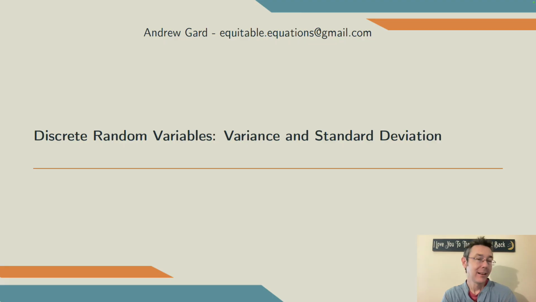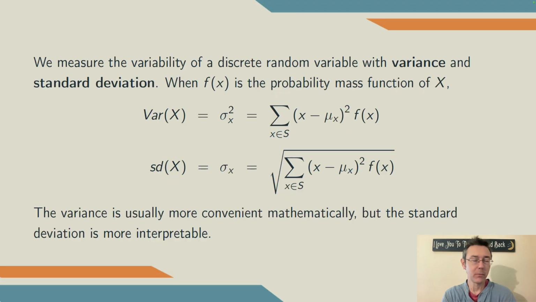Hey everybody. Today we're talking about the variance and standard deviation of discrete random variables. Each of these things measures the spread, or variability, of a random variable, with variance being more convenient mathematically, but standard deviation being easier to interpret because it's on the same scale as the random variable.